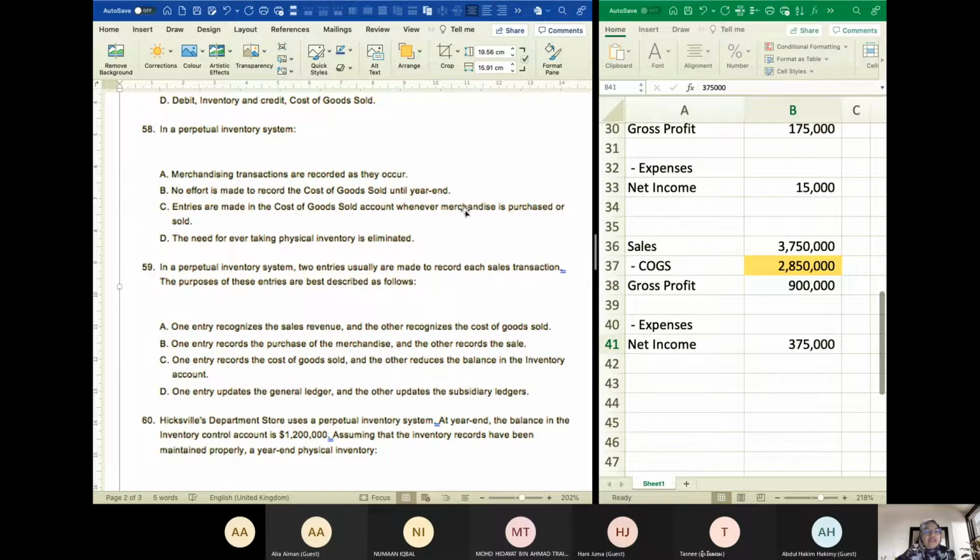COGS when merchandise is purchased or sold. Tell me true or false the statement. Maybe it's right. Why? Because the cost of goods sold account we record when we have a purchase or a sale of the inventory. When you purchase, you record cost of goods sold. Do you record that when you make a purchase?